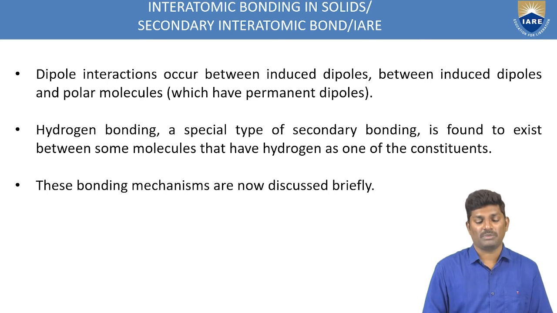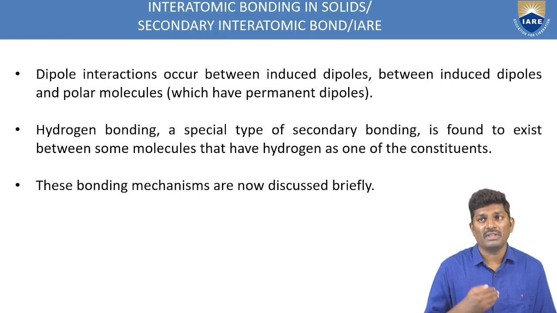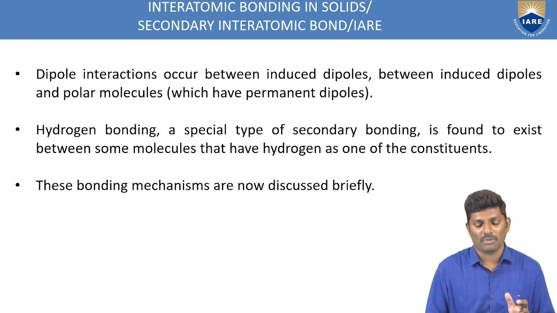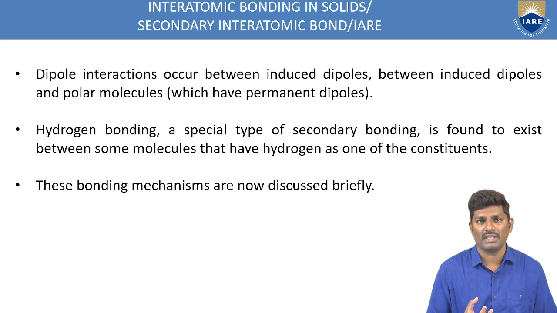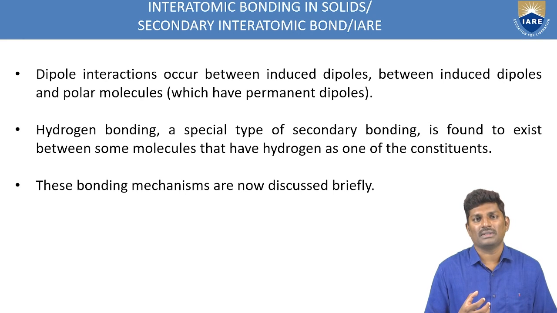Dipole interaction occurs between the induced poles, and between the induced poles and the polar molecules, which have a permanent dipole. And in hydrogen bonding, a special type of secondary bonding is found to exist between the molecules that have hydrogen as one of the constituents. So mainly the dipole attraction or dipole interaction occurs in the hydrogen bonding because some of the molecules have hydrogen as one of the main constituents. So these bonding mechanisms we'll discuss now.